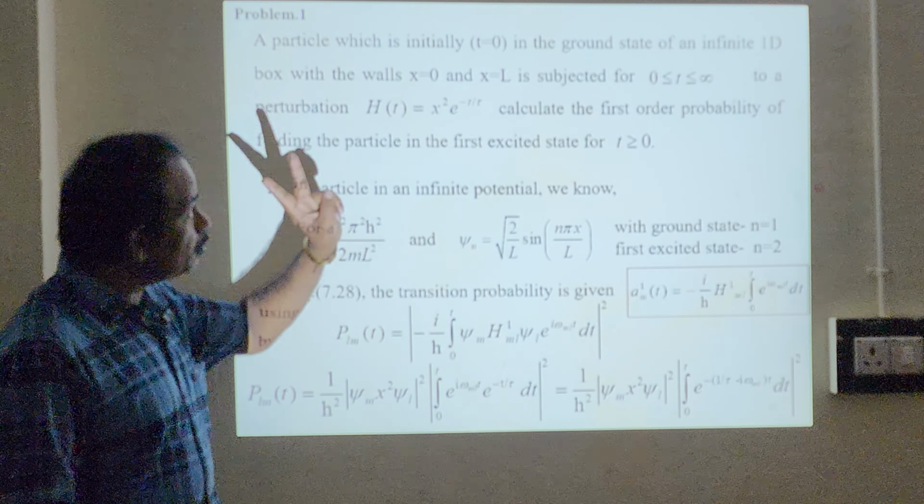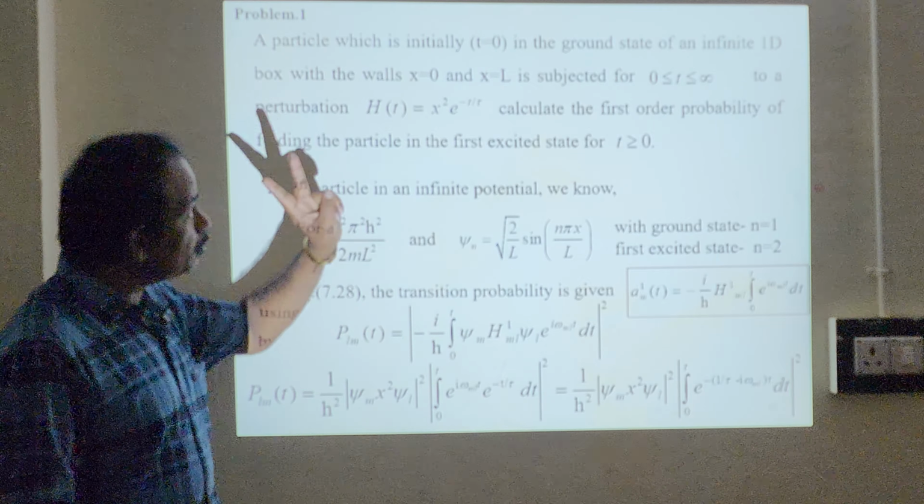First we will go with separation of the integral: 0 to L, where L is the length of the wall, of ψ_m x squared ψ_l dx. We know that ψ_n is given by this, so ψ_l is given by this. ψ_m is the first excited state, correct? So your nπx will become 2πx. n equals 1 for this, and n equals 2 for this excited state.